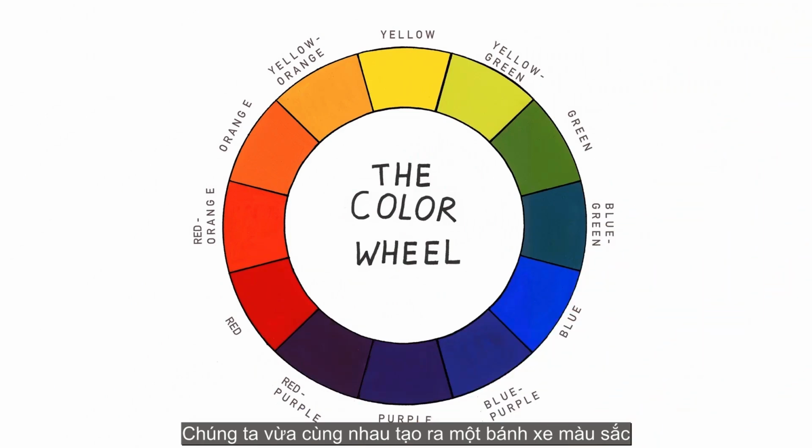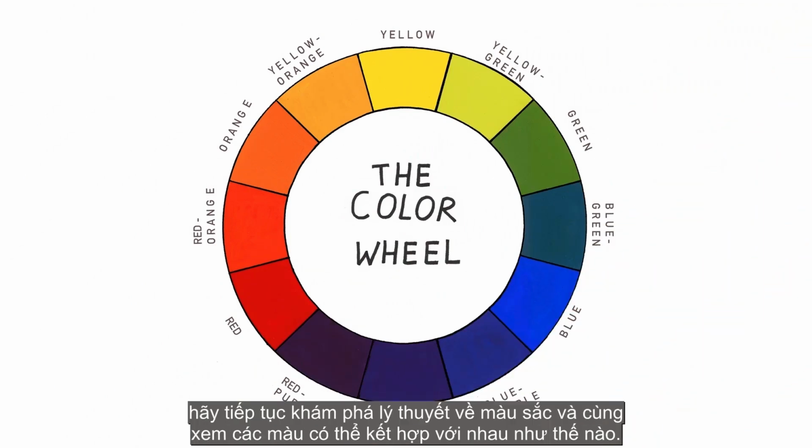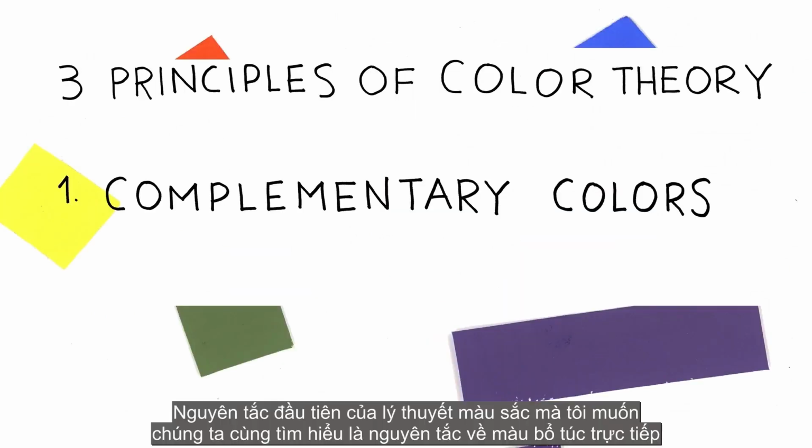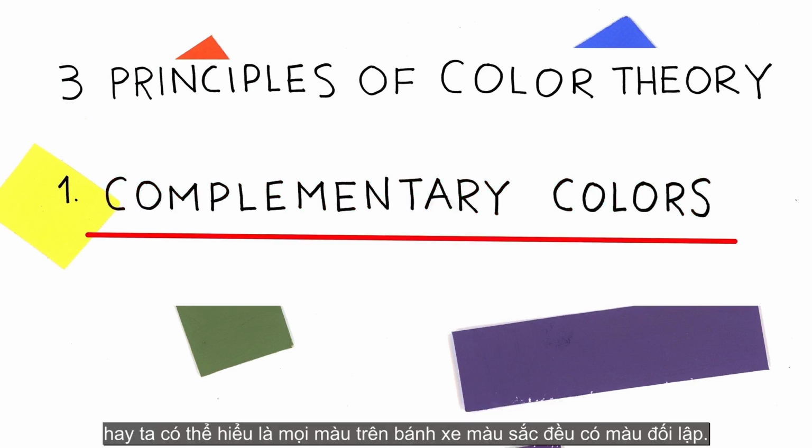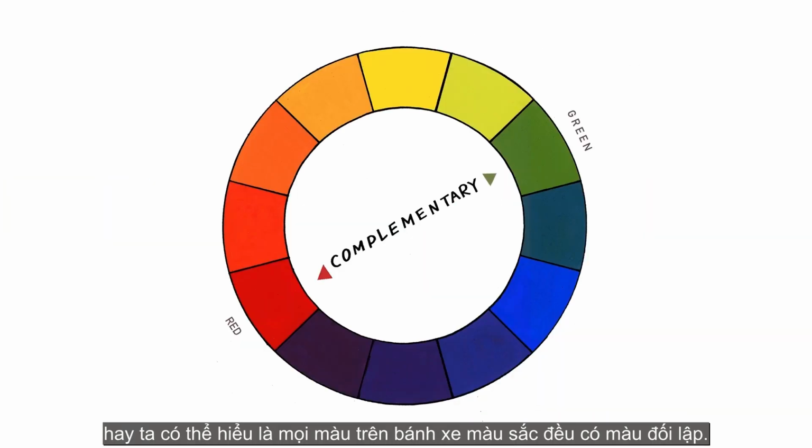Now that we're done creating a color wheel together, let's continue to explore color theory and the way these colors interact with each other. The first principle of color theory I want us to look at is the theory of complementary colors, or the idea that every color on the color wheel has an opposite. Just like night has day, a color has its opposite.